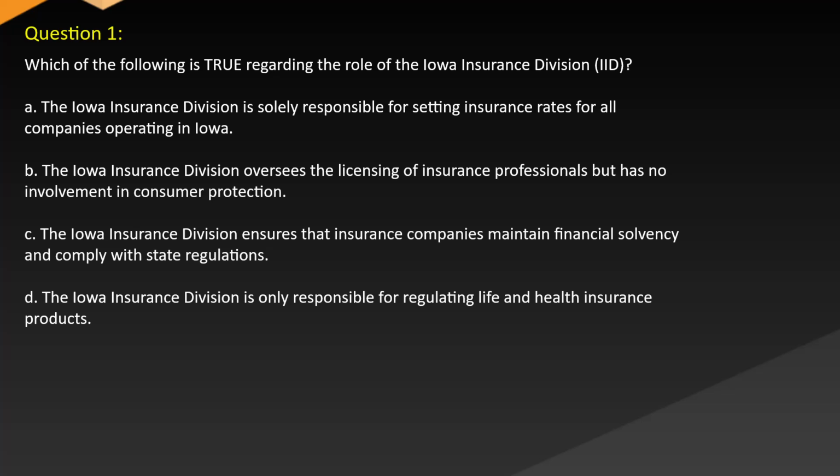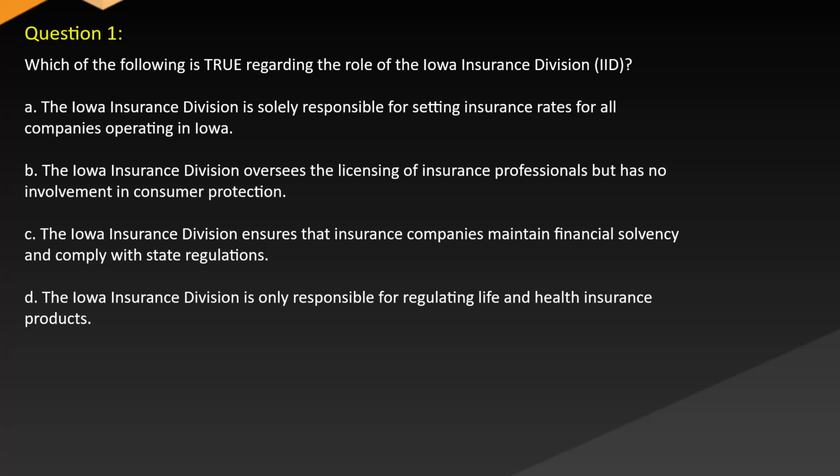Question 1. Which of the following is true regarding the role of the Iowa Insurance Division? A. The Iowa Insurance Division is solely responsible for setting insurance rates for all companies operating in Iowa. B. The Iowa Insurance Division oversees the licensing of insurance professionals but has no involvement in consumer protection.